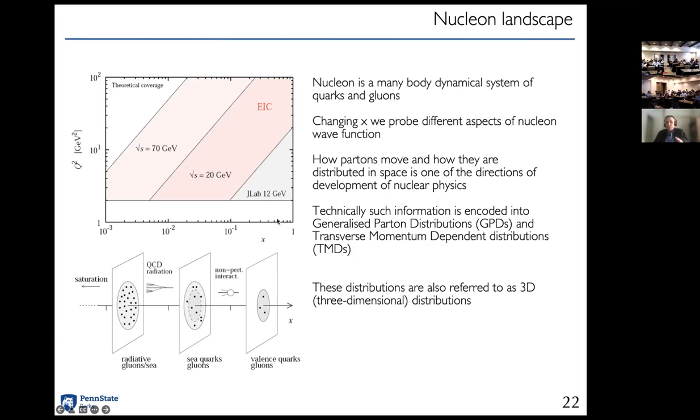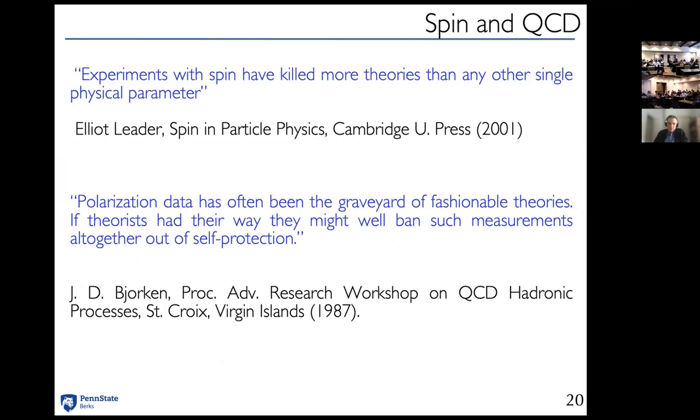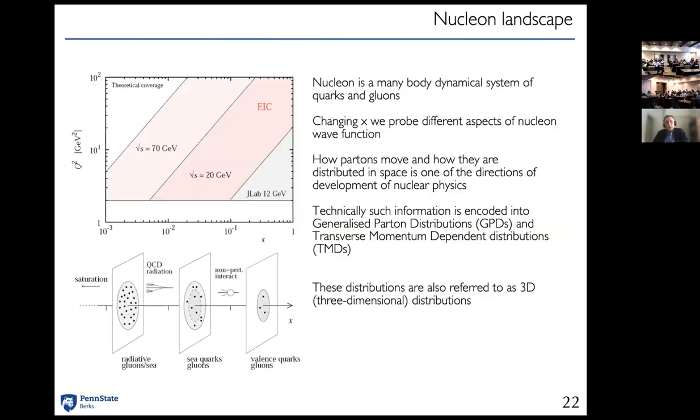And so if we start from larger values of x Bjorken, we are going to probe the so-called valence regime, where mostly three quarks, the same three quarks that we were seeing in the quark model before, play the important role in the nucleon wave function. Now when we increase the energy or decrease the value of x, we would see the emergence of the sea quarks and gluons. More particles will be important in the nucleon wave function.